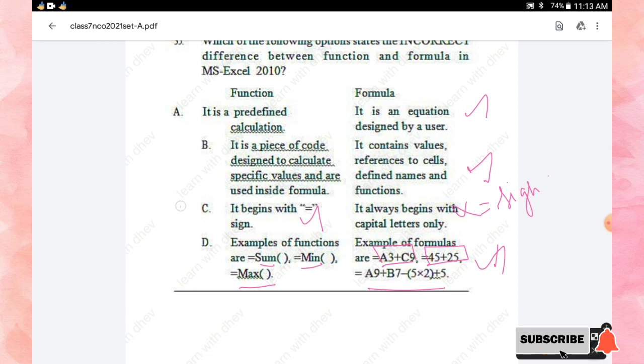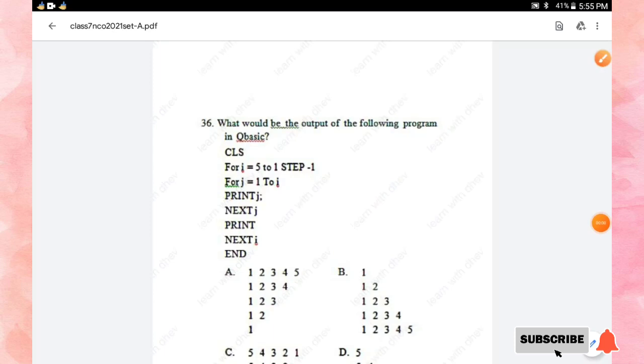Whereas which one is wrong? Yes, it's option C would be the incorrect difference. Hence option C is the right answer.